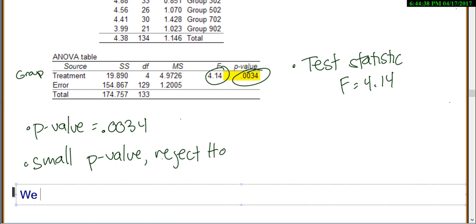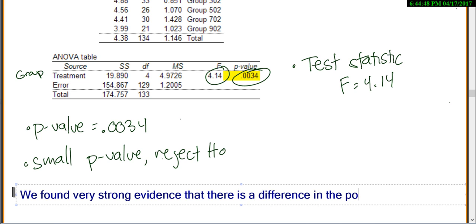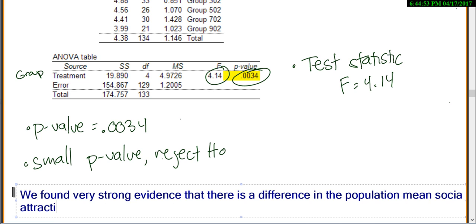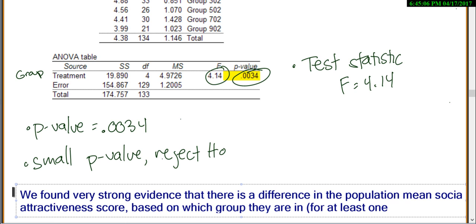And we would say something like, we found very strong evidence that there is a difference in the population mean social attractiveness score based on which group they are in for at least one group. So we're not saying all the groups are different. We're not even saying which groups are different. We're just saying for at least one of these groups it's different from the others.